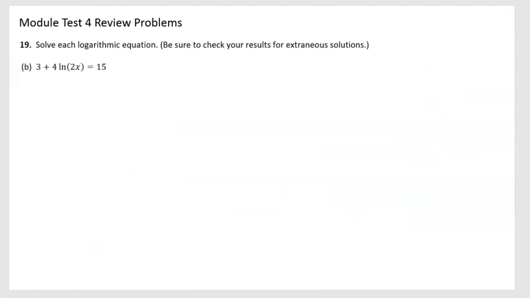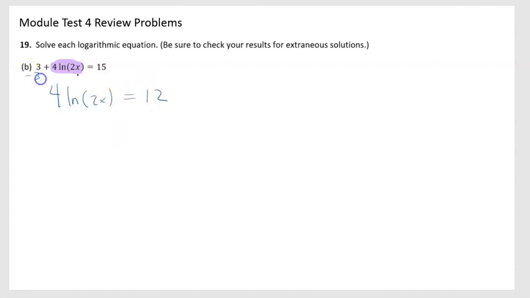All right, next problem. 3 plus 4 natural log of 2x is equal to 15. You got to isolate the logarithm. Look, there it is. Found it, right? So that means I got to get that 3 on the other side so I can get my logarithm by itself. So I'm going to subtract 3 over. That gives me 4 times the natural log of 2x is equal to 12.